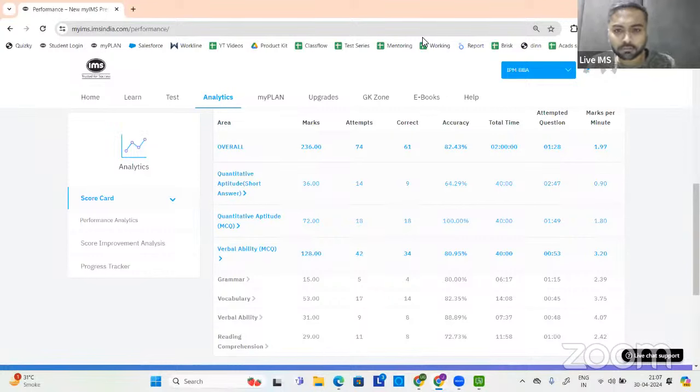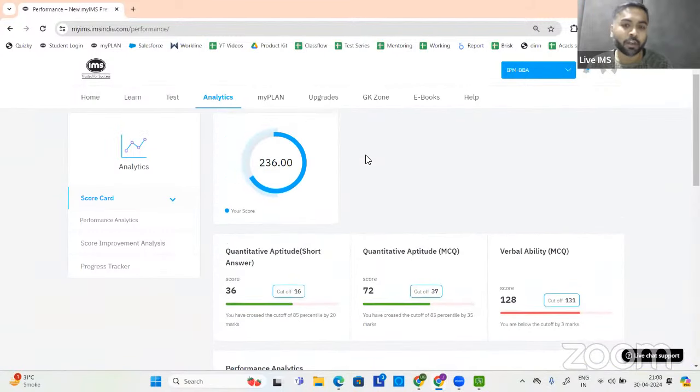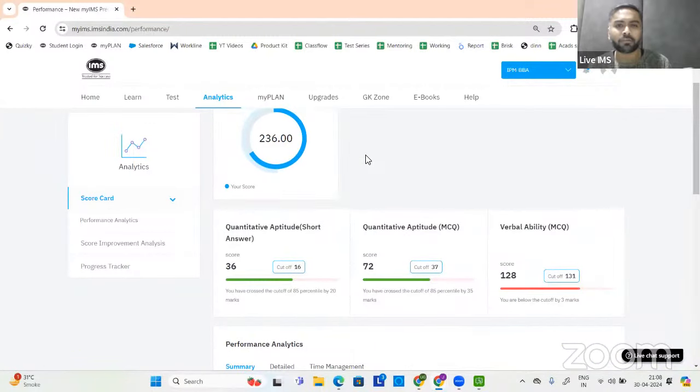So short answer 36 and MCQ 72 on the day of exam also. If you can score like this, 36 and 72, and if you clear the verbal cutoff, I think probably you will touch 240. See, I just scored 236 marks without clearing the verbal cutoff. The moment you cross 220, 225, it becomes slightly easier to convert in the final round.